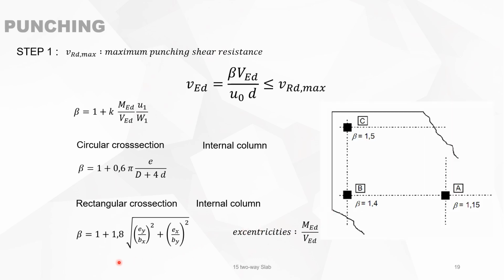In practice, we will use a slightly simplified beta factor, and for a middle column we use beta 1.15, an edge column we will use beta 1.4, and a corner column we will use beta 1.5. If you want to make more precise calculations, or if the eccentricity of the column reaction VEd is significant, then of course you should use this general formula as stated here.